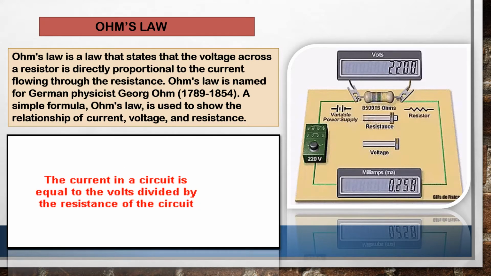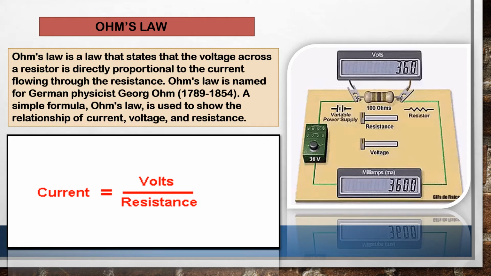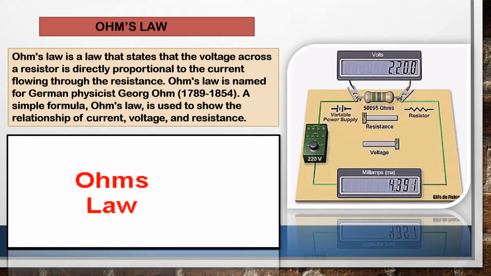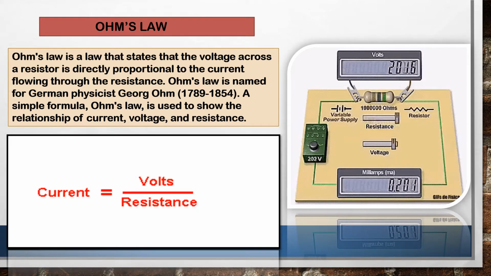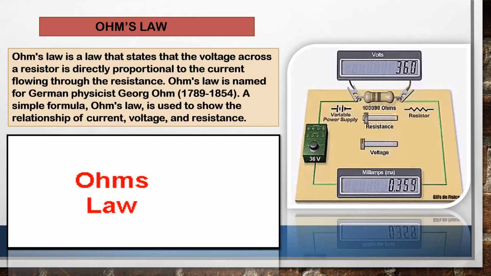Now, what is Ohm's law? Ohm's law states that if temperature and other physical conditions remain constant, the current flowing through a conductor is directly proportional to the potential difference between its ends. That means if V be the potential difference between the ends of a conductor and I be the current flowing through it, then according to Ohm's law, V varies as I, or V is equal to R into I.